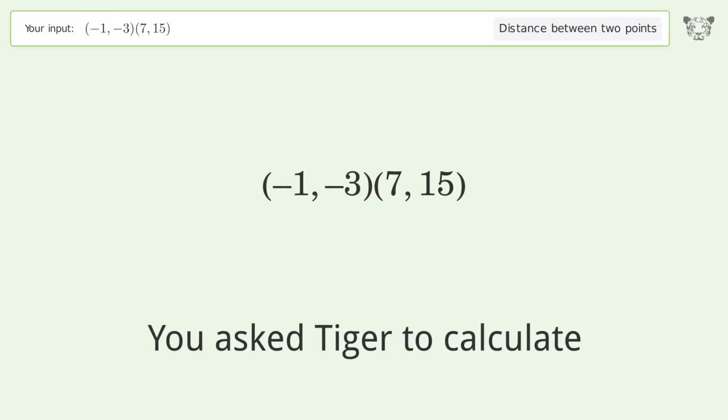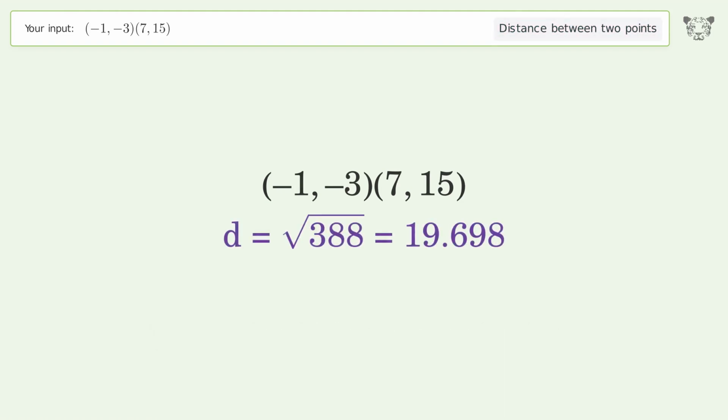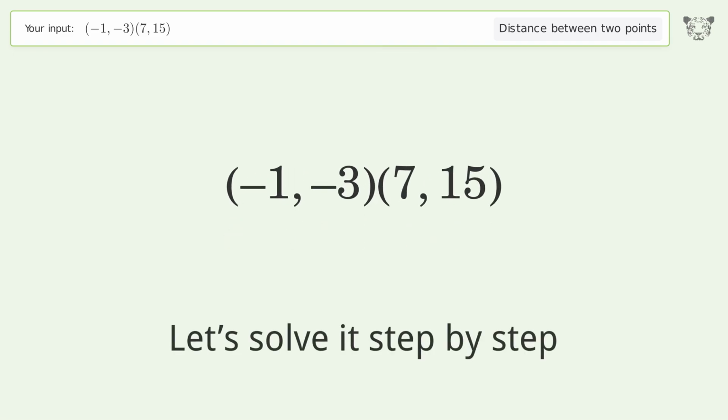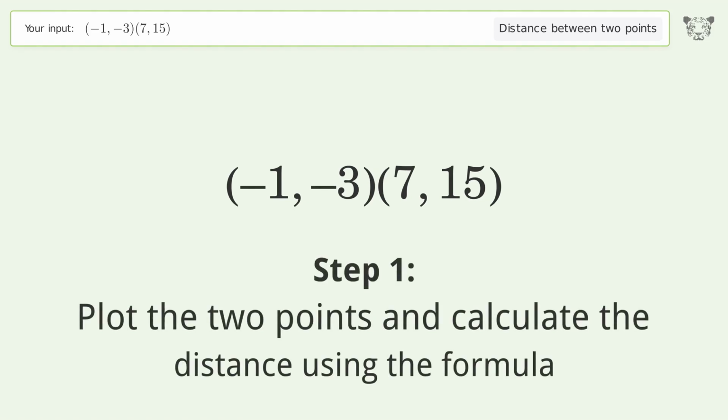You ask Tiger to calculate the distance between 2 points. The distance between the 2 points is the square root of 388, or 19.698. Let's solve it step by step. Plot the 2 points and calculate the distance using the formula.